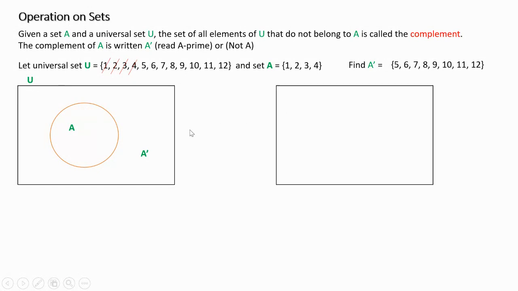Okay, and here's how you do a Venn diagram representing the same complement of A with a universal set given. Right, so this is U, that's A. So what's in A? It will be 1, 2, 3, 4. Right, this is set A. Now, not A means they're in the universal set, but they're not in A, so it's going to be 5, 6, 7, 8, 9, 10, 11, 12. That's how you represent this problem in a Venn diagram.